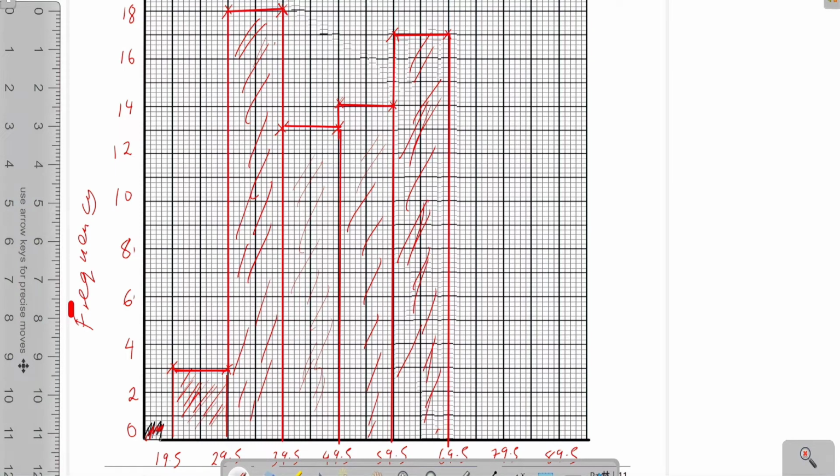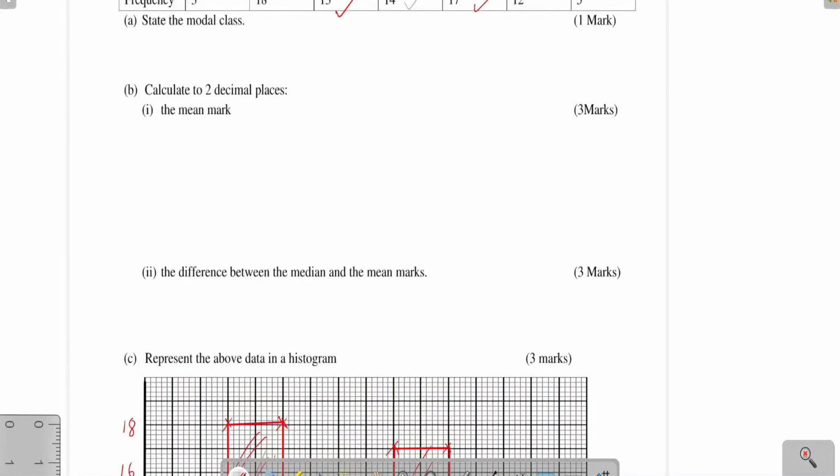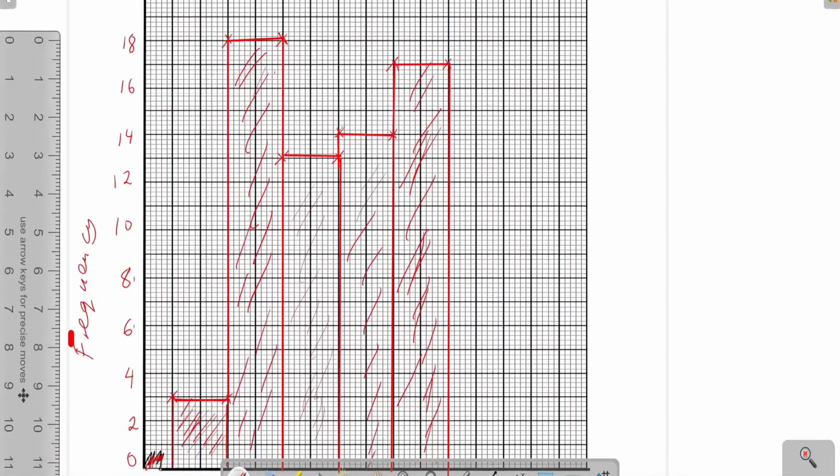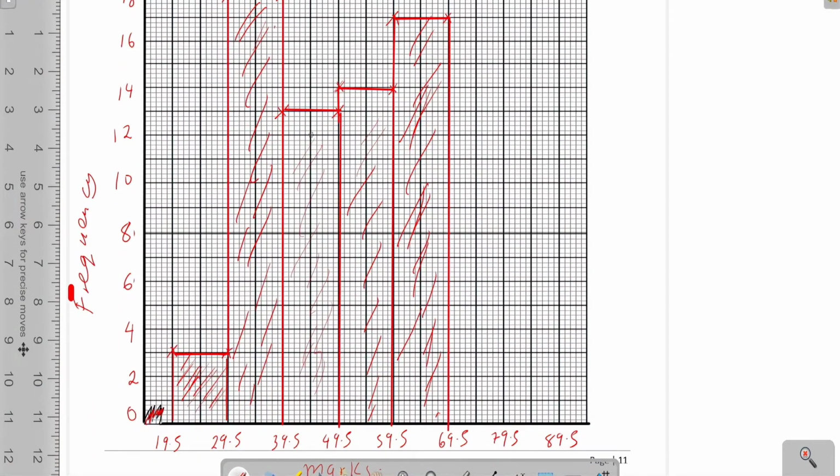Okay. And then 69.5 to 79.5, which is 12. Now, so let's search for 12. Where is our 12? Our 12 is here. So here and here. So let's construct it again. It's a very easy question with easy answers.